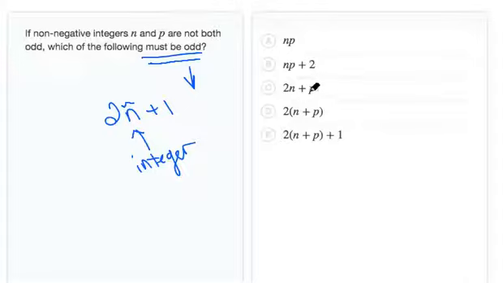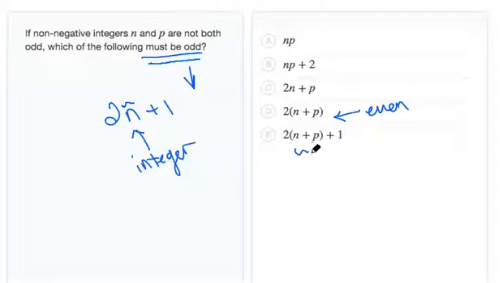2n plus p: if p was 1, it'd definitely be odd, or if p is any other odd number, this whole thing would be odd, but since we don't know exactly what p is, it doesn't necessarily have this structure yet. 2 times n plus p, that's actually automatically even. That's something to notice. If the question asked us what must be even, that would stand out. But this one right here actually stands out as matching this form.